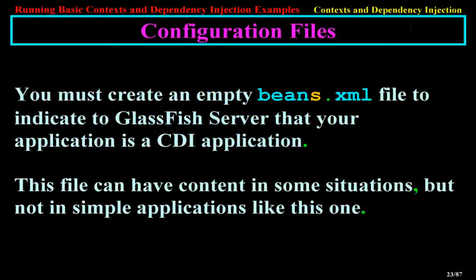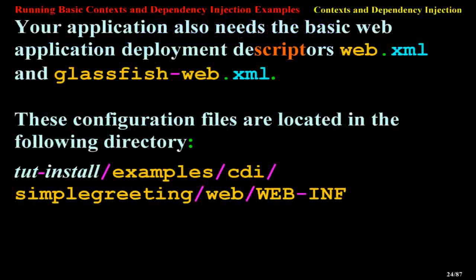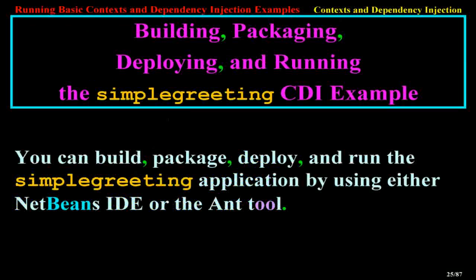Configuration files. You must create an empty beans.xml file to indicate to the GlassFish server that your application is a CDI application. This file can have content in some situations, but not in simple applications like this one. Your application also needs the basic web application deployment descriptors web.xml and glassfish-web.xml. These configuration files are located in the following directory: tut-install/examples/simplegreeting/web/WEB-INF.